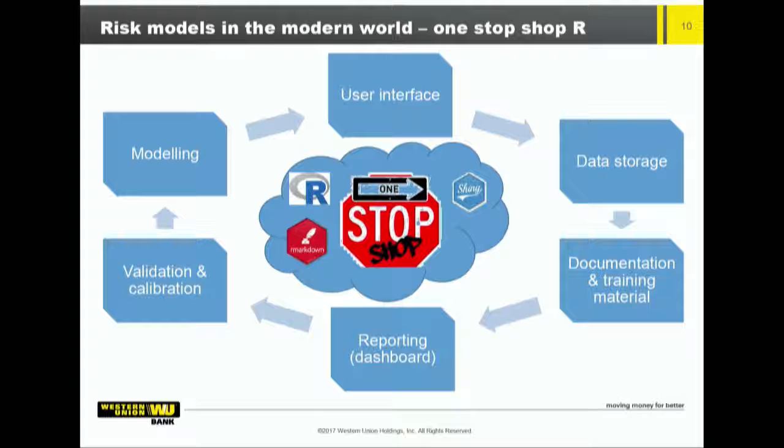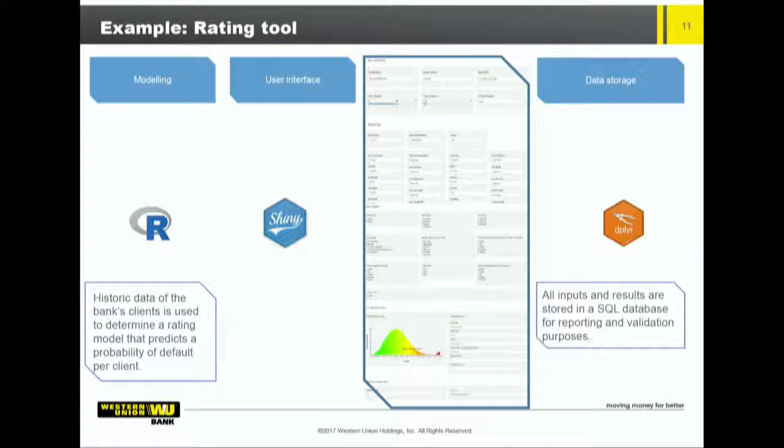So I have a perfect example from our bank, which is our rating process. So we start by using R to develop a state-of-the-art rating model, then putting everything in a Shiny application for our users to use it, and then store the results by using the dplyr package.